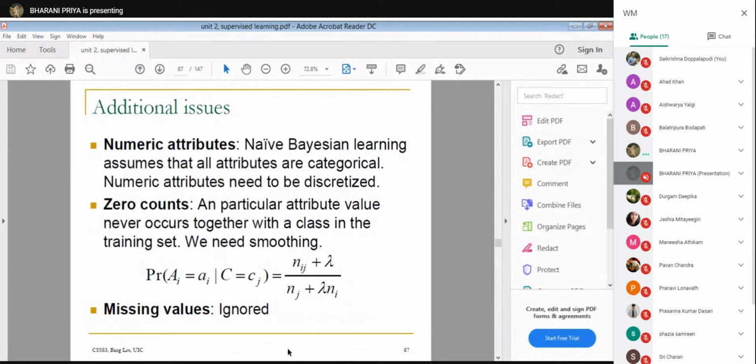So to practically learn about naive-Bayes classification, we need to address these issues, that is numerical attributes, zero count and missing values. Numeric attributes. Naive-Bayes learning assumes that the attributes are categorical. When you have numerical attributes, they have to be converted into categorical values. In previous classes, we have seen how to convert numerical attributes into categorical values based on some range, which is called discretization.